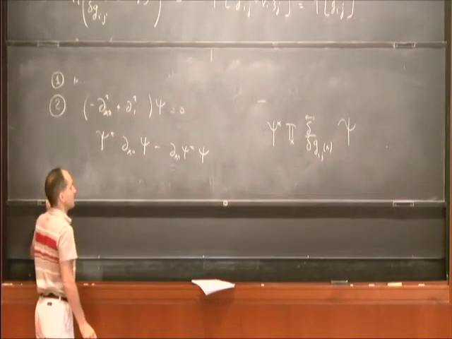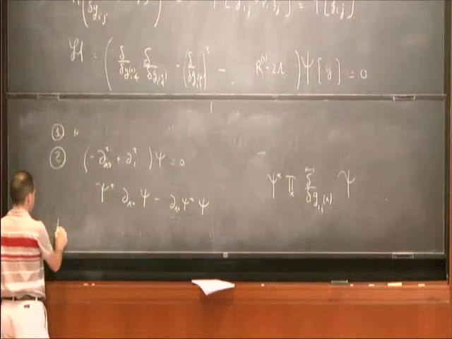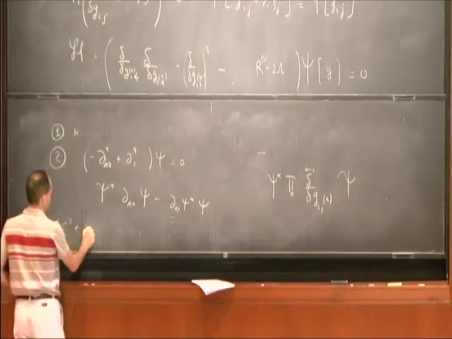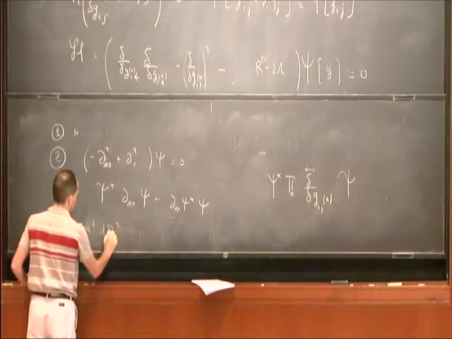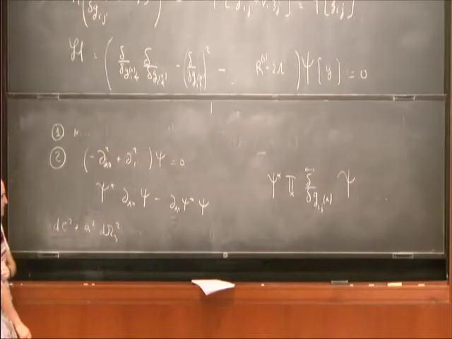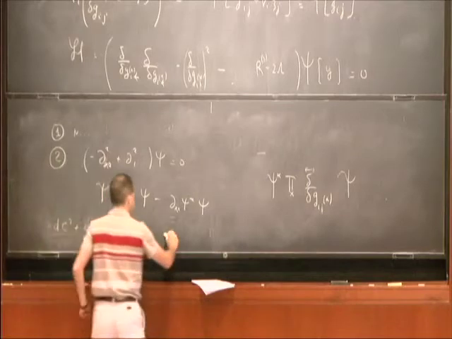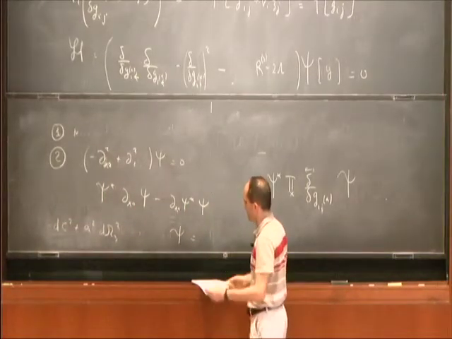But if we ignore all of this and we imagine a space which is minus dτ² plus a² dΩ₃, just considering purely the volume factor in a Lorentzian de Sitter case, then we find that the wave function that obeys this equation, so there are a couple of wave functions.